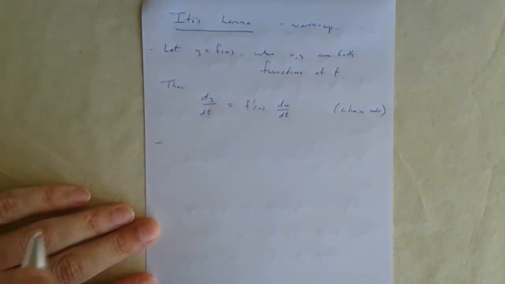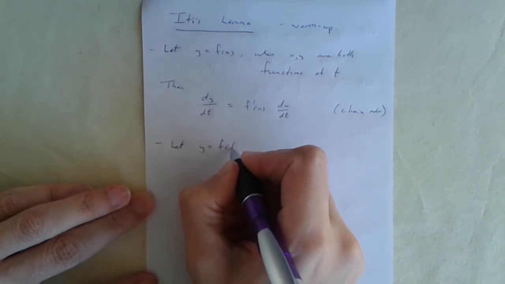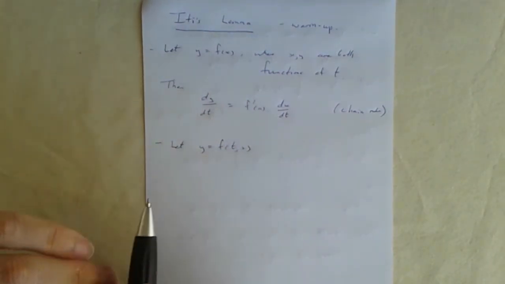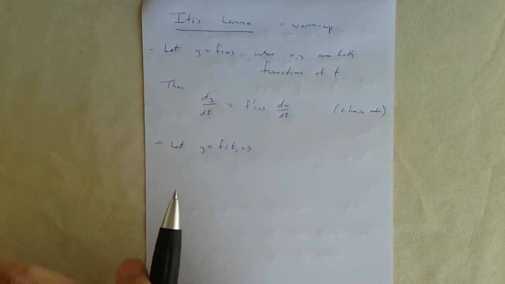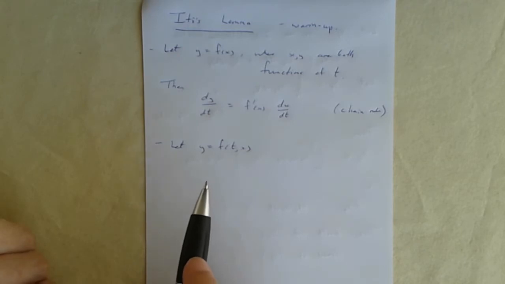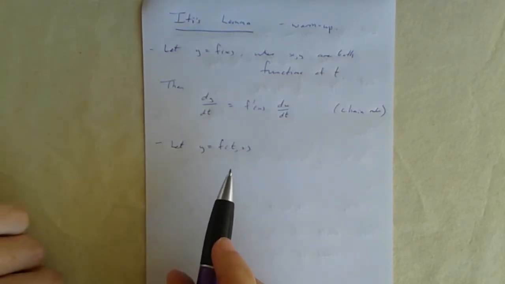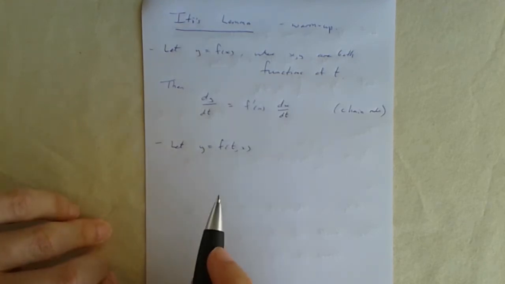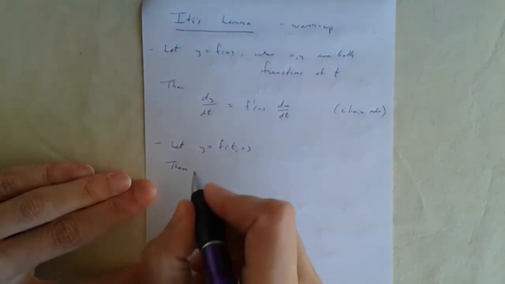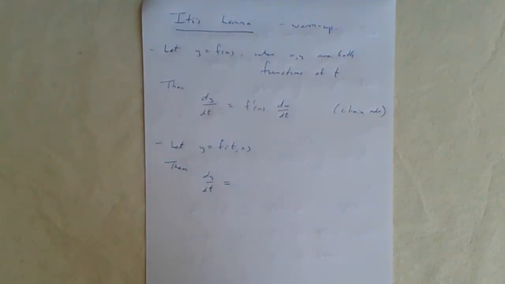We can make it slightly more complicated by saying, what if the dependence of y is not just a straightforward dependence of y on x, but it's also separately a function of t. So you've got this function f of two variables now, t and x, where x is itself also a function of t. In that case, you have to remember how to differentiate functions of two variables.